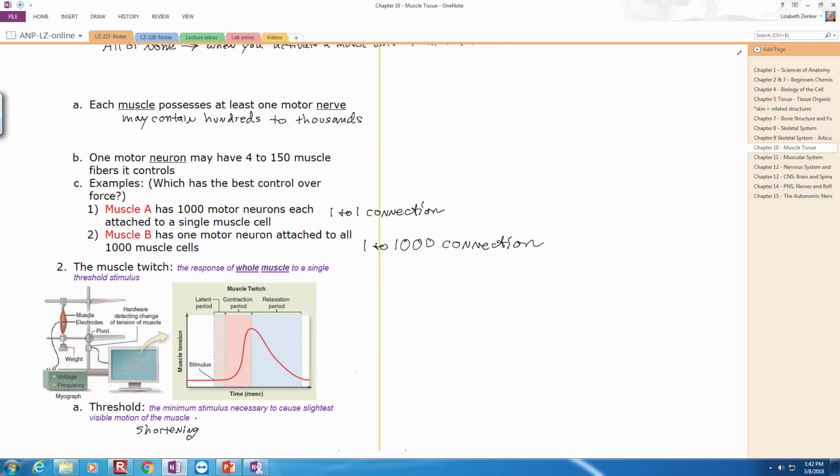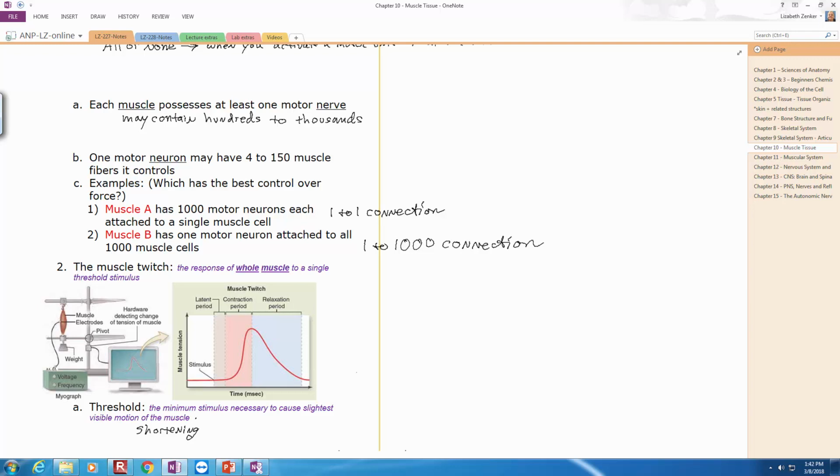So A has the best control or finesse or force generated because it's a one-to-one connection. B will contract maximally though because it would be a lot less control. You can't just activate a few muscle fibers and do a graduated contraction. It's just all or nothing, bang, bang, you know, and you smack yourself in the head.